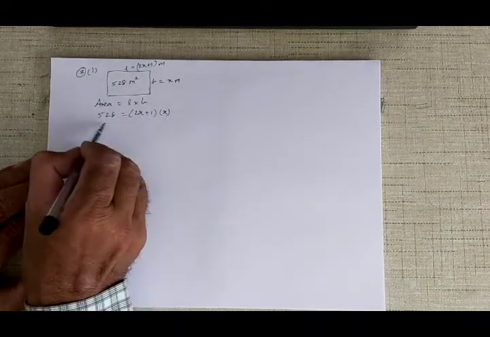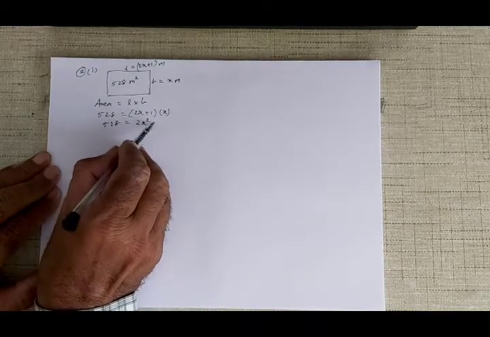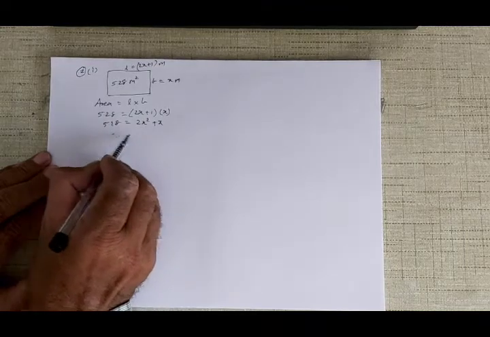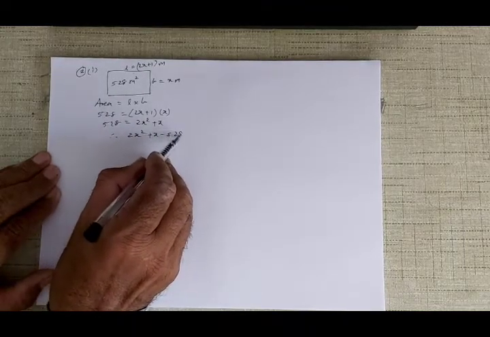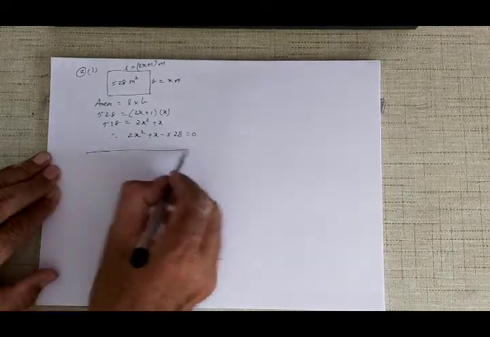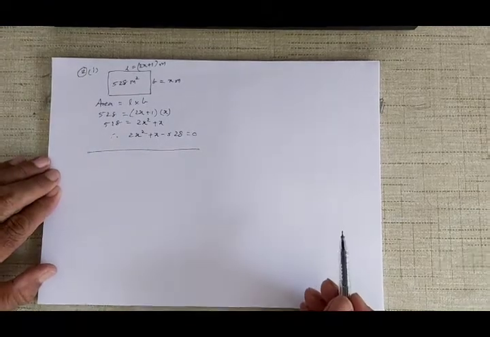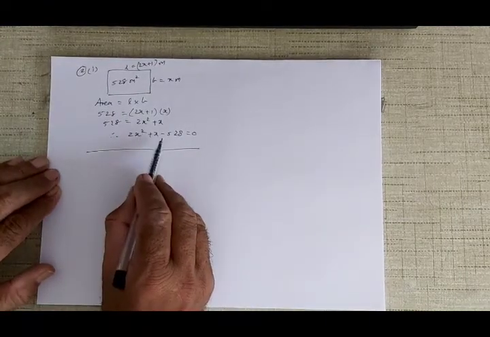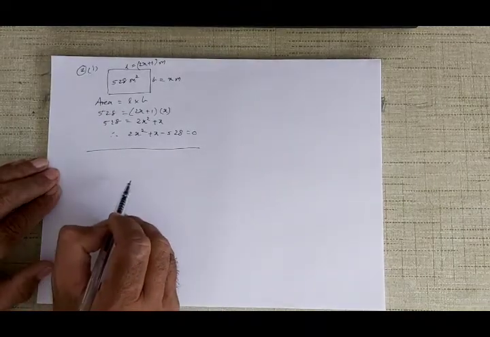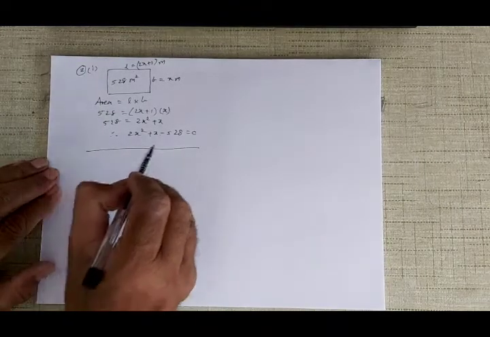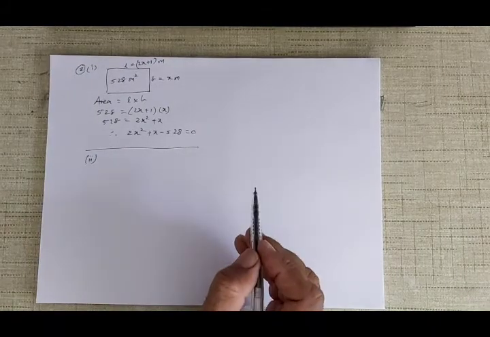Alright, so I get 528 is equal to 2x square plus x. So I can write 2x square plus x minus 528 is equal to 0. This is the quadratic equation. Now if we solve this equation, we can get the value of x and therefore the value of length and breadth. But right now we are not supposed to find that. All we are supposed to do is find the quadratic equation. Alright, let us take another one out here.